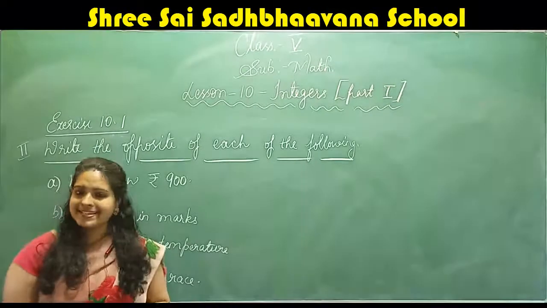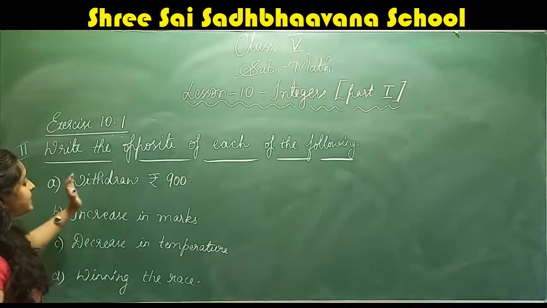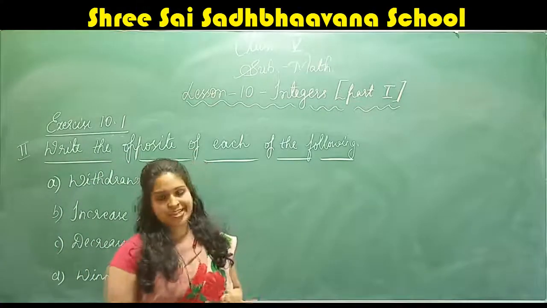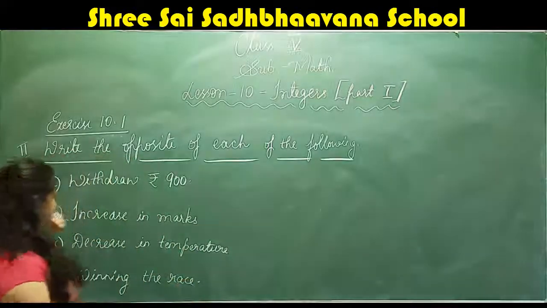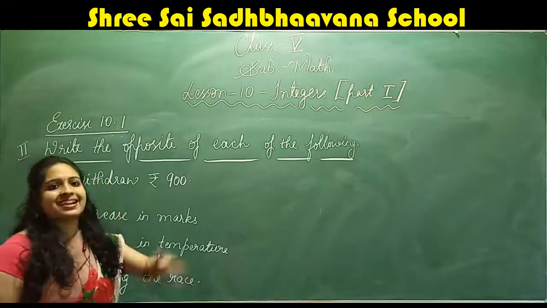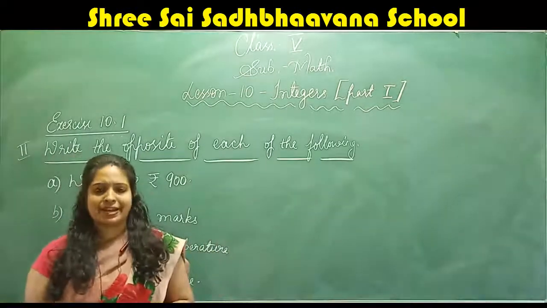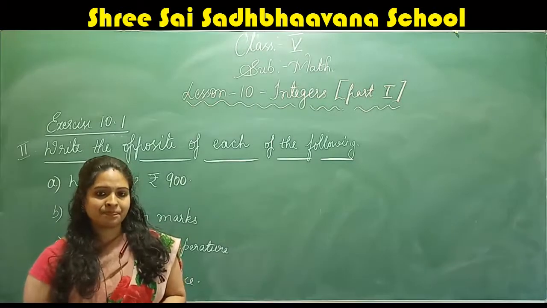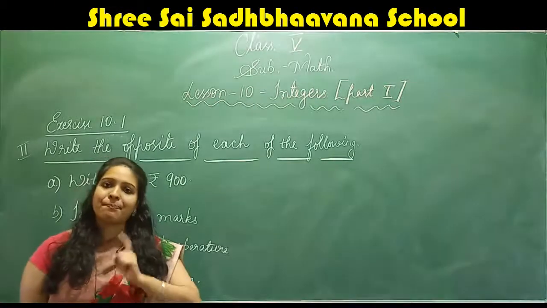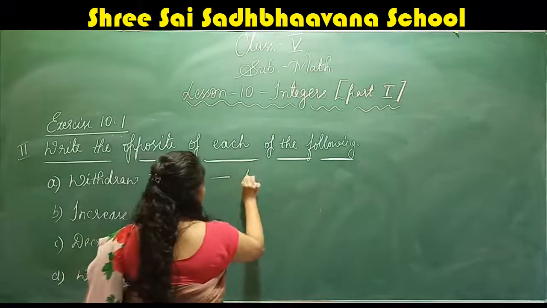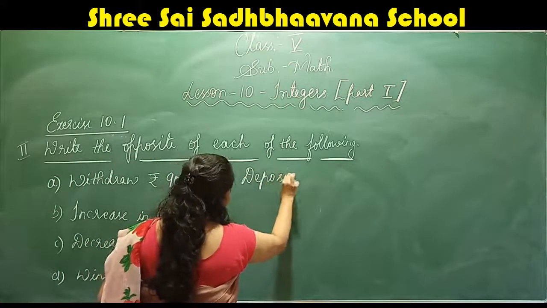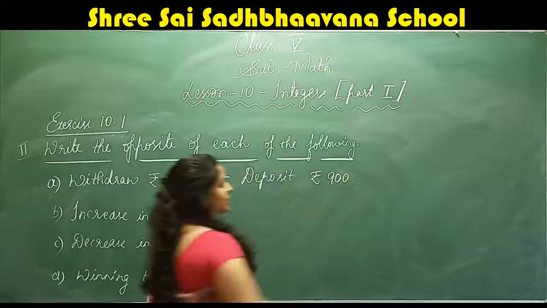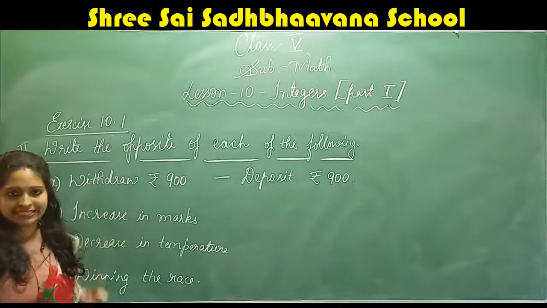Children, now let us discuss the second main. See the second main, write the opposite of each of the following. We have to write the opposite of each of the given statements. See the first one, withdraw rupees 900. So what is the opposite term of withdraw? Can you tell me, children? Withdraw. Nothing but deposit. So we will write like this. Answer, deposit of rupees 900. Okay, this is the opposite term to this.